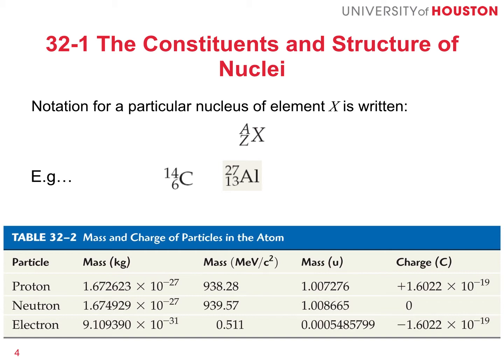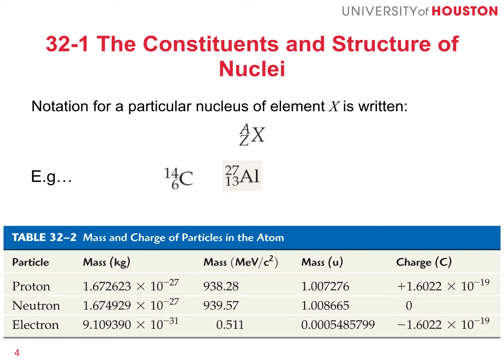We have a couple of examples here. We have carbon 14, where the 6 represents the number of protons, which is always 6 for the carbon nucleus. The 14 is the number of protons and neutrons. In this case, we need to have 8 neutrons and 6 protons to get a mass number of 14. On the right, we have aluminium, where the number of protons is 13, the Z number, and the mass number is 27, which means we need 14 neutrons.